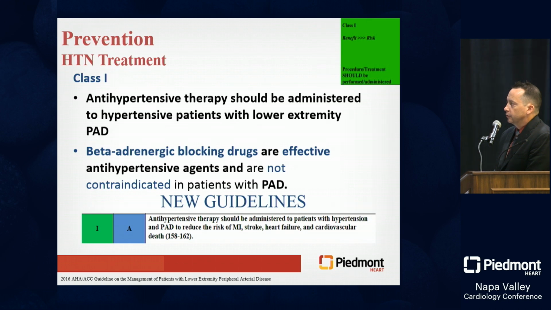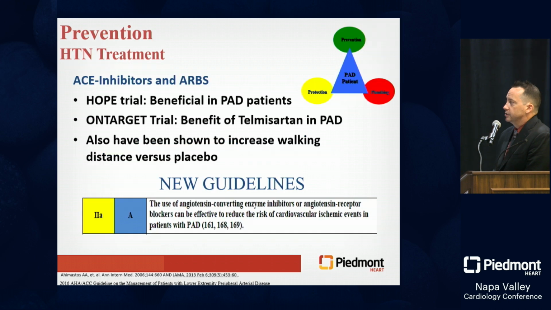Which drugs to use for blood pressure? Antihypertensives should be recommended, and controlling blood pressure to reduce risk in MI and heart failure. The key thing is some of you, including myself, were taught that beta blockers were contraindicated in PAD. That is a myth. That was an old school mentality that is completely false. And so beta blockers are very effective, and they are not contraindicated in patients with PAD.